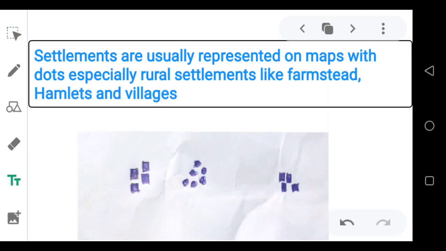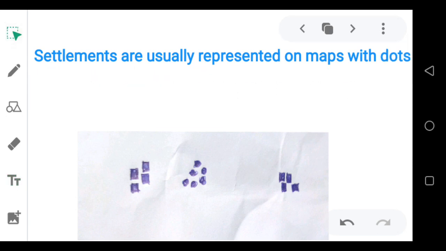Now, settlements are usually represented on maps with dots, especially rural settlements like farmstead, hamlets, and villages. Can you see the dots? That is how they show settlements on maps. Let's move on.